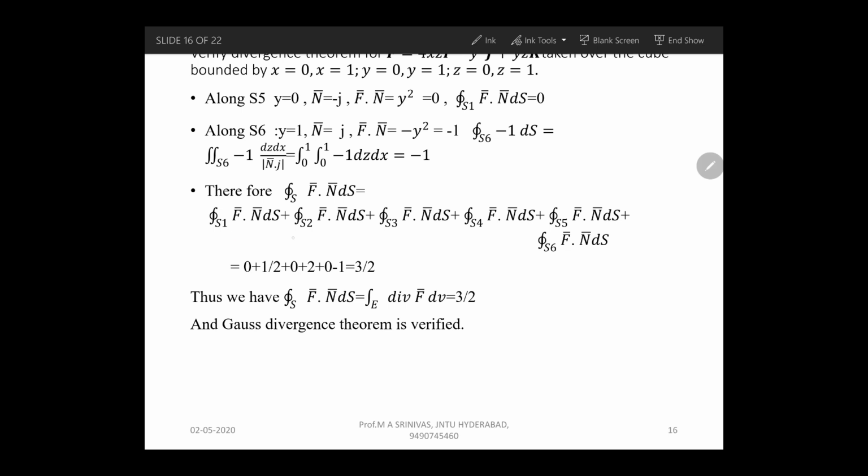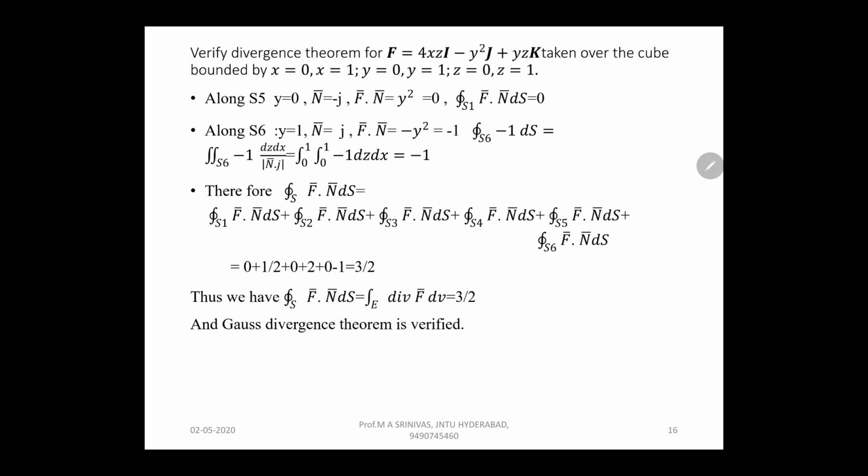So ultimately the values are: first one is 0, second one is 1 by 2, then 0, 2, 0 and minus 1. If I sum these, I will get 3 by 2. So the surface integral value is 3 by 2, and the volume integral value is also 3 by 2. Both are the same, therefore the Gauss divergence theorem is verified. So let us come to the next problem.